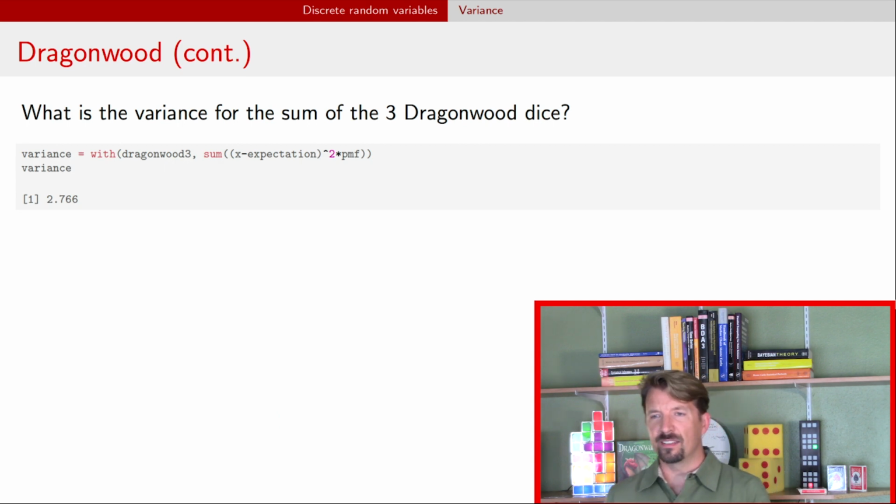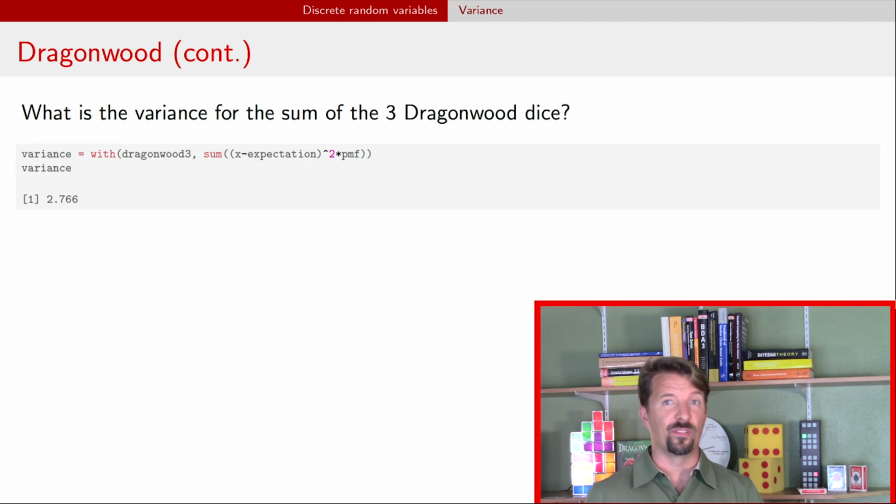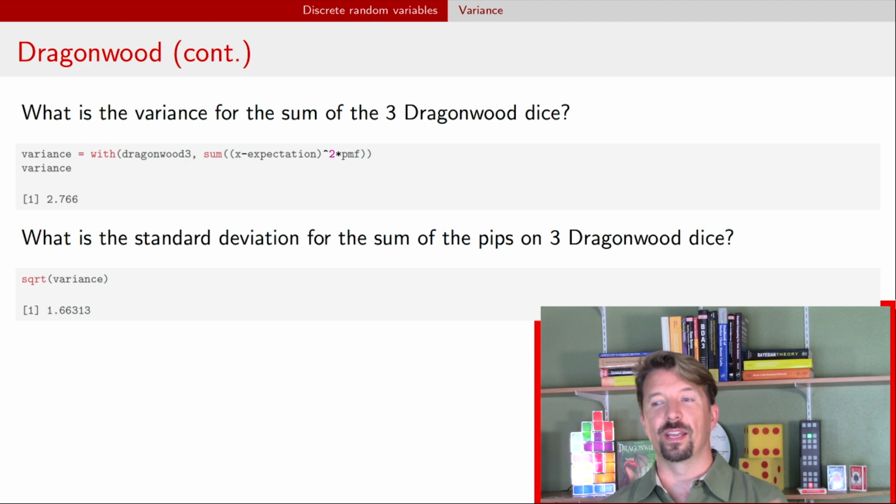Okay, so if we go back to the Dragonwood example, we can calculate the variance of the sum of 3 Dragonwood dice. And again, we're going to do this computationally using R. If we do that, we find out that the variance is 2.766. We take the square root of that, and we get the standard deviation, which is 1.66 or so.